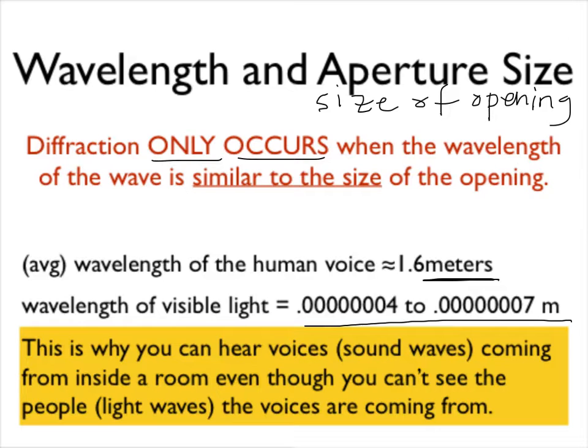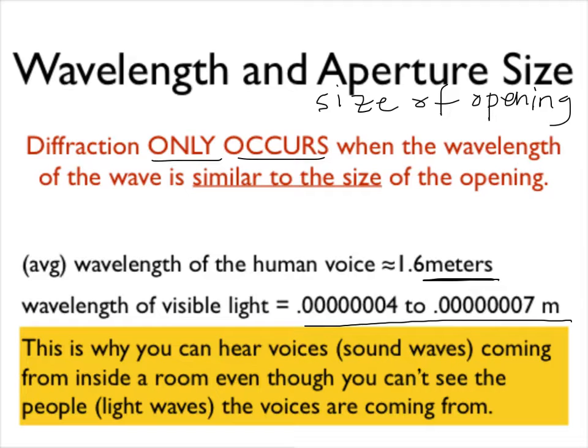Light, on the other hand, the wavelength of light is 1 billion times smaller than the opening of that door. And so the light waves are not bent. And because they're not bent, they only experience diffuse reflection. And so you can't see them. You can hear sounds coming from another room, but not see the source of the sounds, because of the differences in wavelength of those two waves.